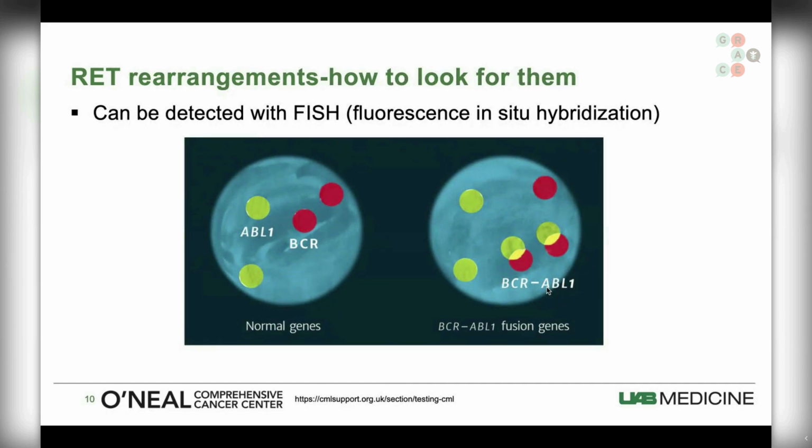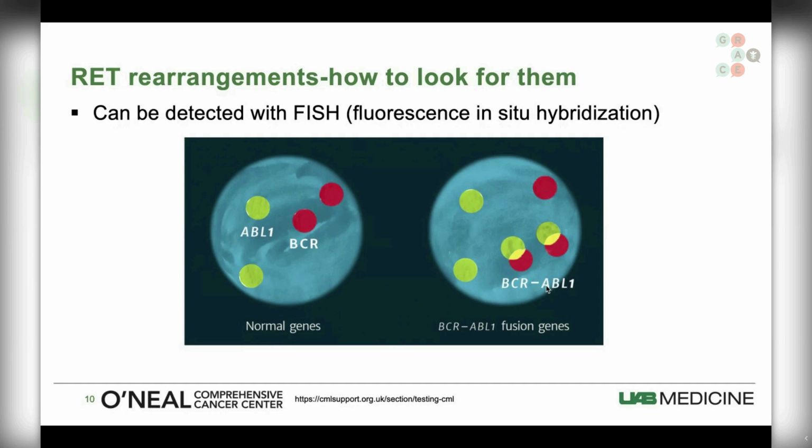How do we look for these rearrangements? One of the older ways of looking at them is fluorescence in situ hybridization. You can also hear your physicians and healthcare team talk about something called FISH. What this really means is that we are technically staining different genes and looking at them under the microscope. This is a picture demonstrating how this looks under the microscope in a different fusion gene that we see in leukemias, but it's a helpful illustration.